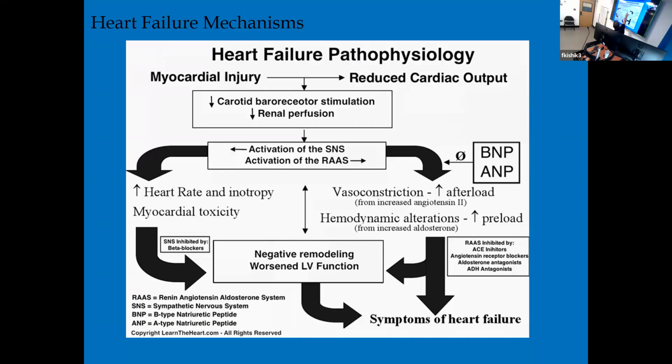But then if you go to the kidney, that's happening in tandem with the kidney activation. So it's like, I'm not getting perfusion, I need more blood pressure, let's keep more fluid.